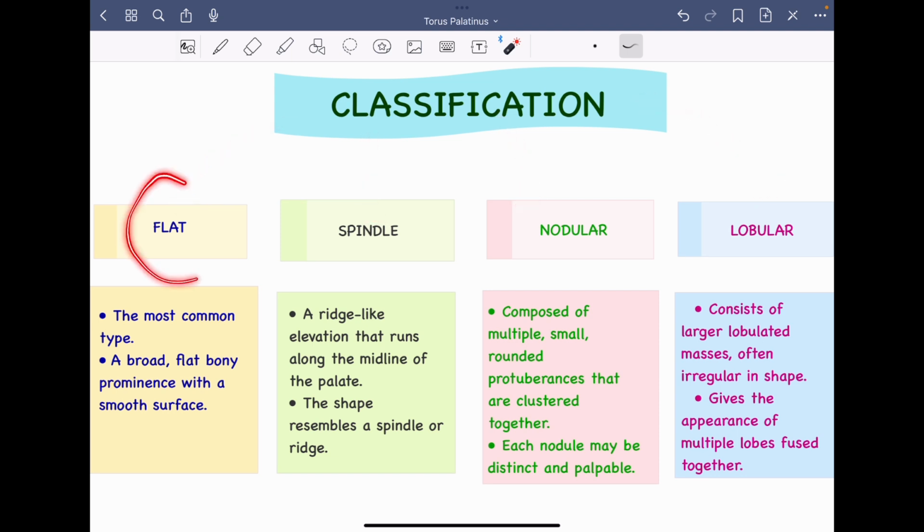The flat, as the name itself is indicating, is a flat type of bony growth. This is the most common type, a broad flat bony prominence with a smooth surface. Coming on towards the spindle.